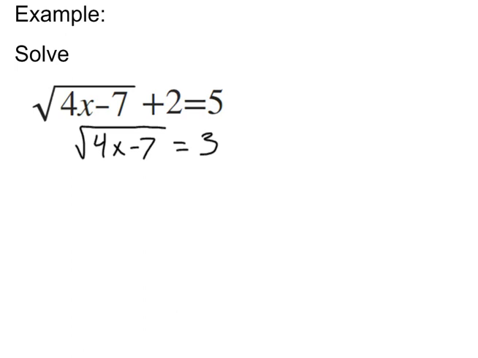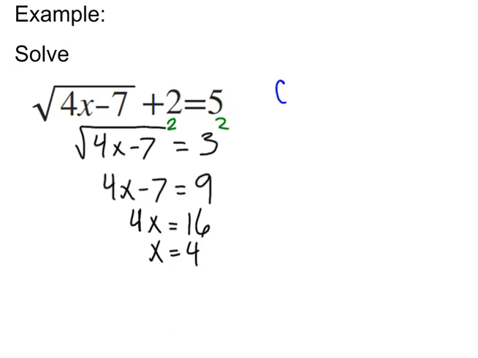The opposite of this root is a power of the same thing, which is 2. So let's square both. Now the root can cancel out with the power, leaving me with this answer. Add 7 to both sides. Divide by 4.